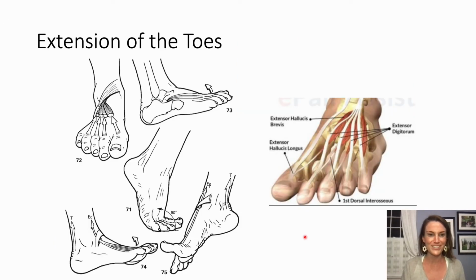Now we're into the muscles. So extension of the toes. There's one intrinsic extensor, the extensor digitorum brevis. It's thought to be the only true toe extensor because the other two are extrinsic, the extensor hallucis longus and extensor digitorum longus.